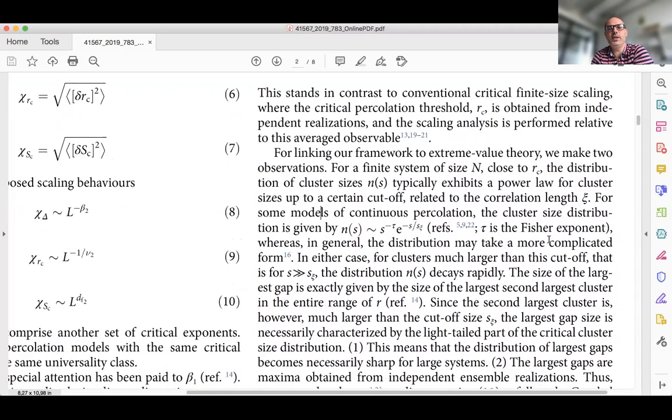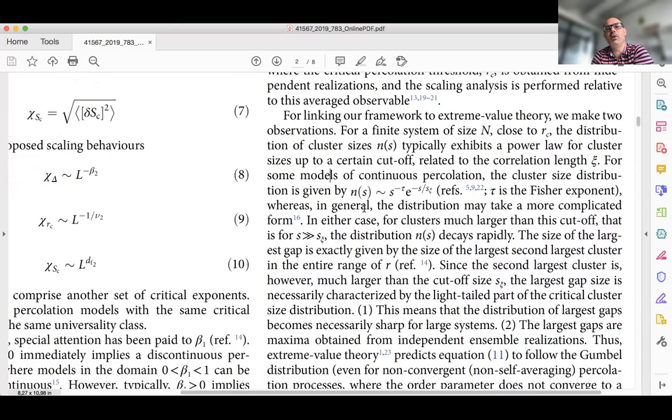For some models of continuous percolation, the cluster size distribution is given by a power law with the Fisher exponent times an exponential law. Meaning the tail is always going down rapidly. That sort of has to be the case. In general, the distribution may take a more complicated form. Some people always say it has to be this distribution. That is incorrect, but even for continuous percolation, it looks like that. In particular, you have one factor which really kills large-scale power law behavior.